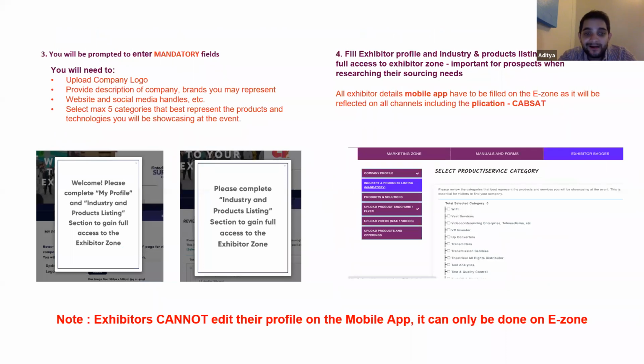Once you log in, before doing anything else, you need to complete two most important things in the marketing section. One is your My Profile, and the other is the industry and product listings. Once you do that, you will have access to all the other information you can edit. Please do note, you cannot edit your profile on the mobile app. Anything that needs to be changed has to be changed from the exhibitor zone here, and it will automatically reflect on the app.